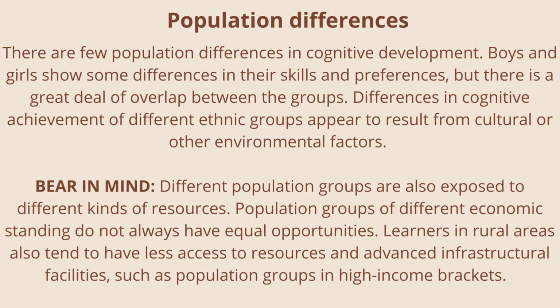Remember, people of the same culture tend to group together. Therefore, that group of people are likely to experience the same environmental factors. It is not that it is genetic. Now, bear in mind, different population groups are also exposed to different kinds of resources. Population groups of different economic standing do not always have equal opportunities. Learners in rural areas also tend to have less access to resources and advanced infrastructural facilities, such as population groups in high income brackets.